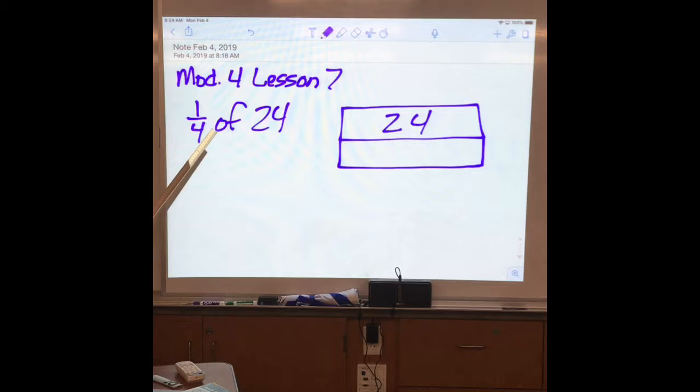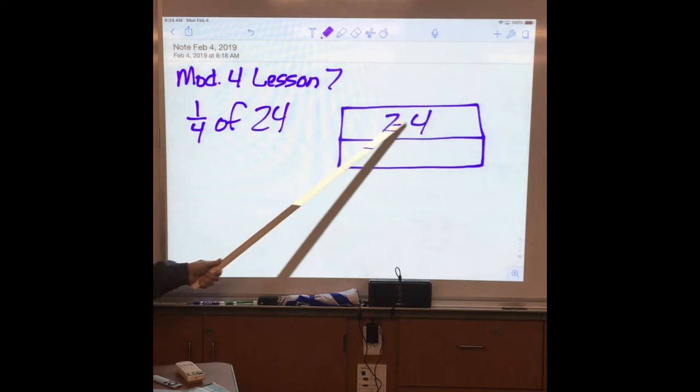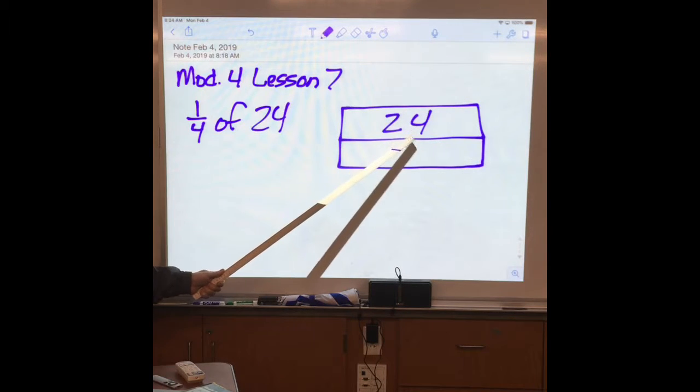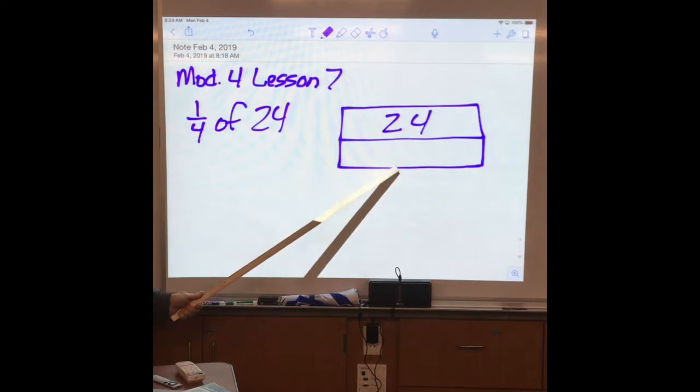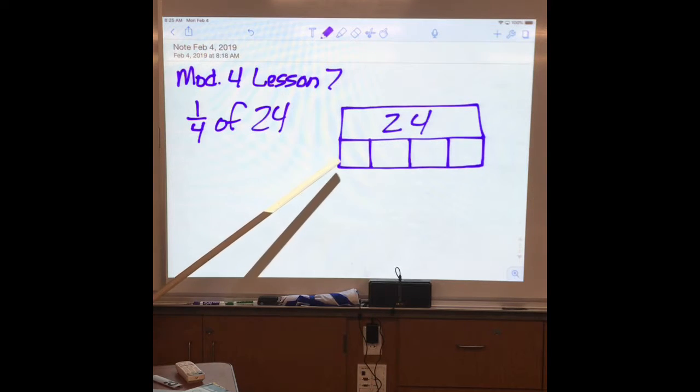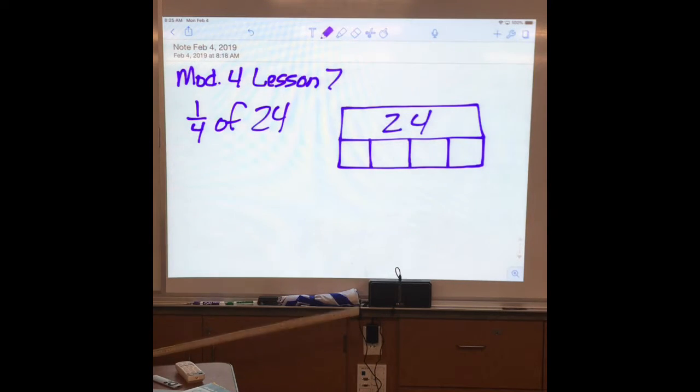We have a fourth of 24. Well, the 24 is here because we want to say this is our total, right? And then we want to cut this up into what? That's right, we're going to cut it into fourths. So I'm going to cut it in half, and I'm going to cut my halves in half, right? That's how I get fourths.